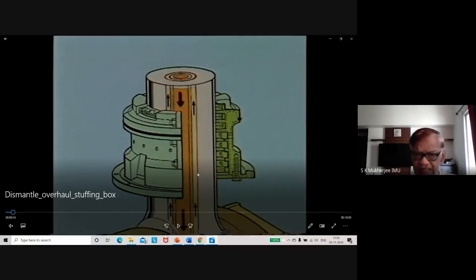We are going to deal with only the stuffing box. This is the stuffing box, and this flange, what you see at the bottom, is bolted to the diaphragm, which separates the crankcase space and the under piston space. So let's move on.